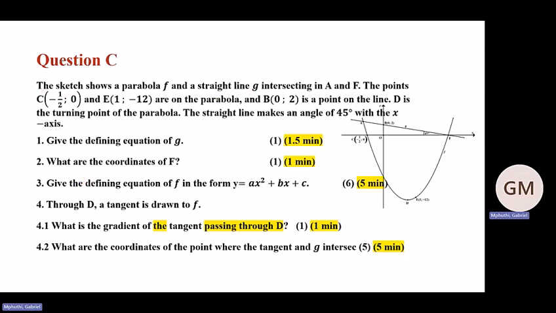So if I may read the question again, the sketch shows a parabola F and a straight line G intersecting in A and F. So these points here are on the parabola and B, 0, 2 is a point on the line. D is the turning point of the parabola. The straight line makes an angle of 45 degrees with the x-axis. Okay? Quite important. Already, if you know your analytical geometry, you will understand what is happening, and you'll also deduce what will be the gradient for that line. Now the question is, give the defining equation of G.